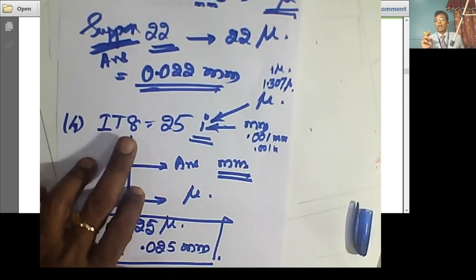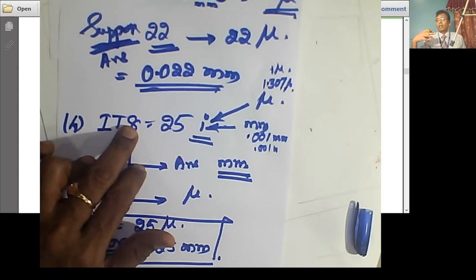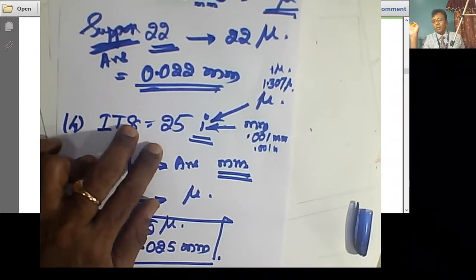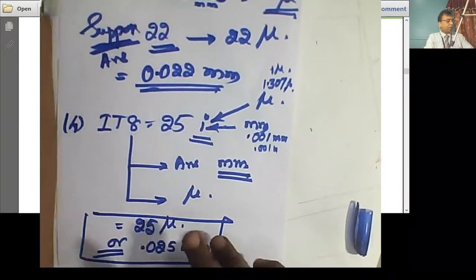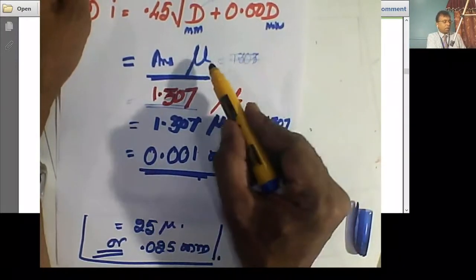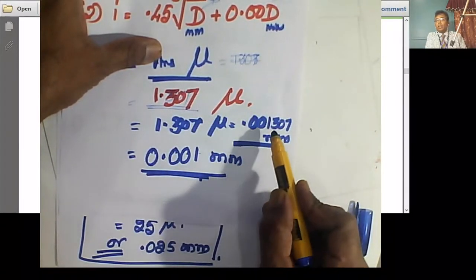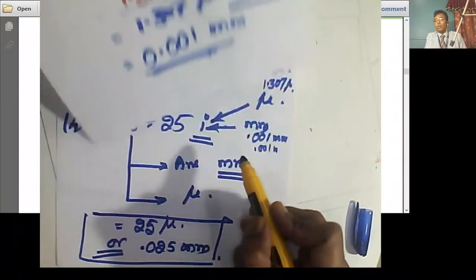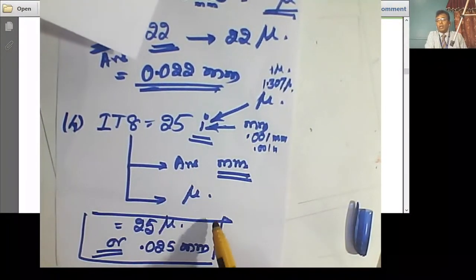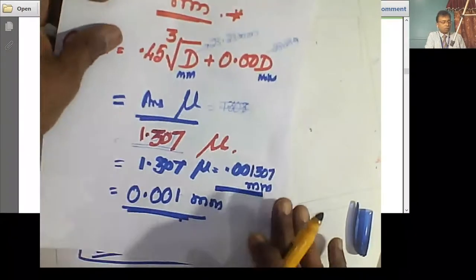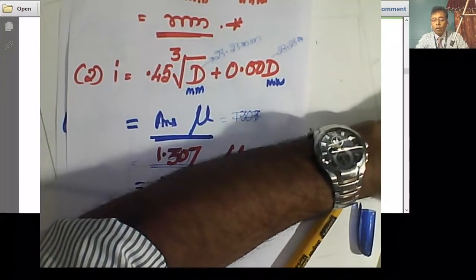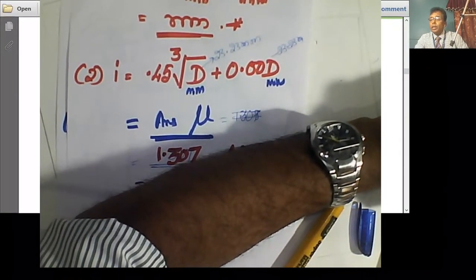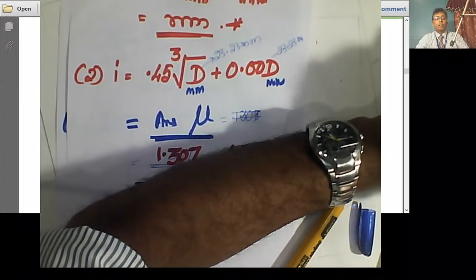Next, IT values, IT8, IT9, IT10, that is equal to 25i, 30i, 40i, whatever the value. If you substitute i here, if you substitute in millimeters, you get the answer in millimeters. If you substitute in microns, you get it in microns. And finally, I need the answer in millimeters. Now, let me see how many are online. 9 students are online. Up to 3 digits.